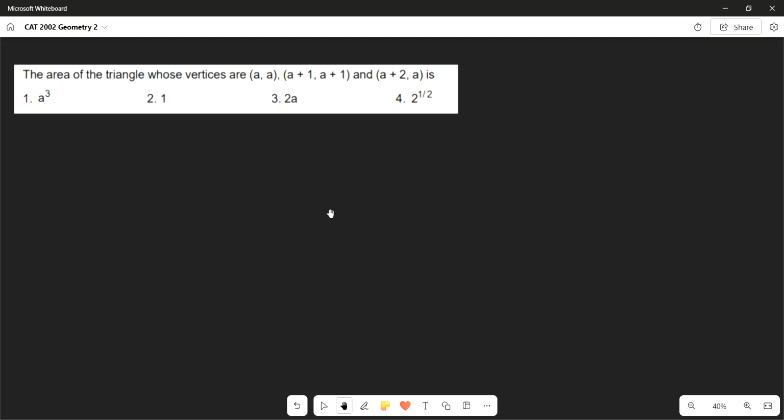Since you know the three vertices of a triangle, you can find the lengths of each side of the triangle, and after you get the length of each side, you can calculate the semi perimeter and then use Heron's formula to get the area. But in my opinion, that will be a bit lengthier from an exam point of view. So I will solve this question using coordinate geometry.